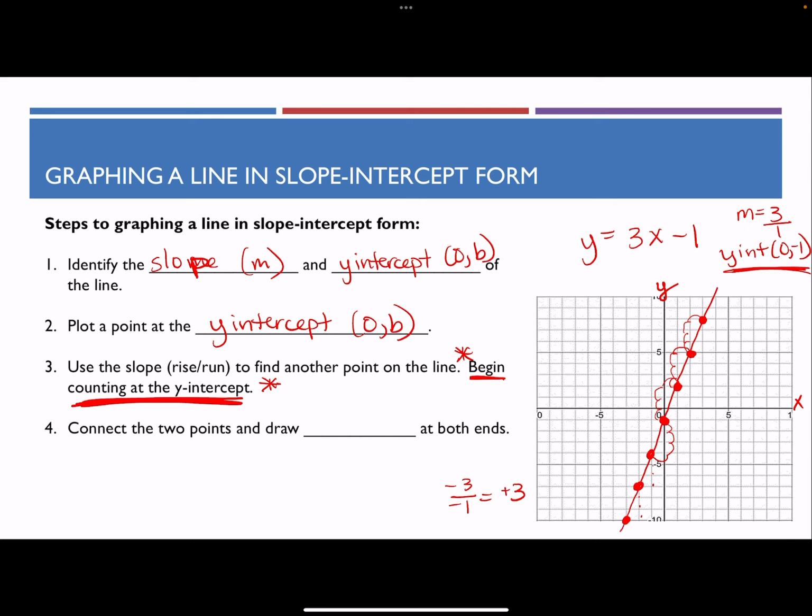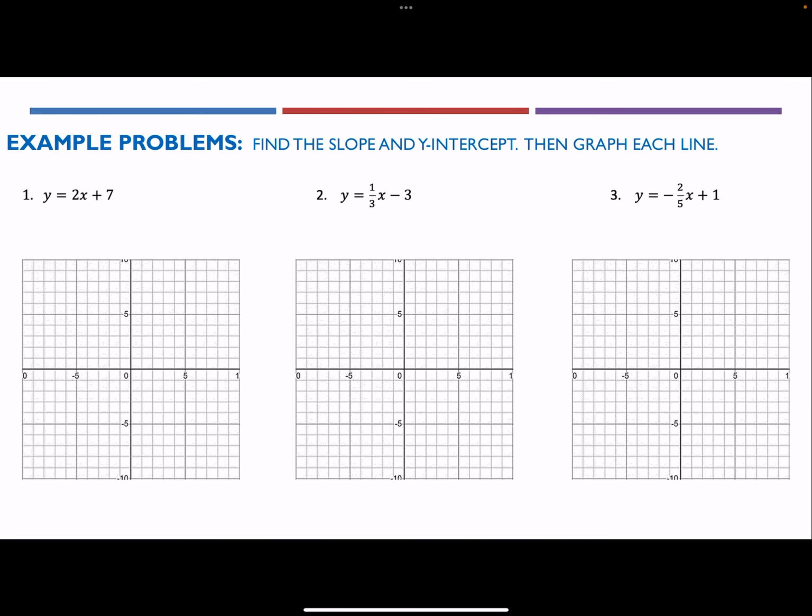So to make my line, I'm going to connect them, and I'm going to draw arrows at both ends. So one more last blank to fill in, indicating that that line goes on forever. There's my line. Here's your steps. So make sure you have these steps written down. Let's do some practice problems.